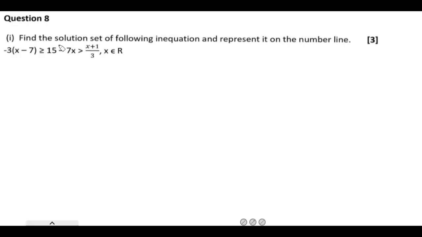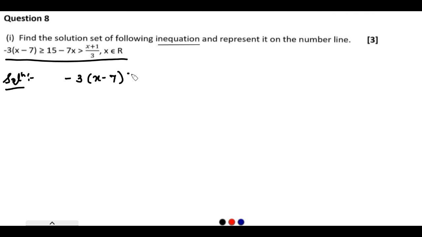Question number 8. Find the solution set of the following inequation and represent it on the number line. Inequation is given and it is the combination of two inequations. Combined solution will be the final answer. First inequation, minus 3x minus 7 is greater than or equal to 15 minus 7x, and second is 15 minus 7x is greater than (x plus 1) upon 3. Solve these two inequations and then combine the solution.